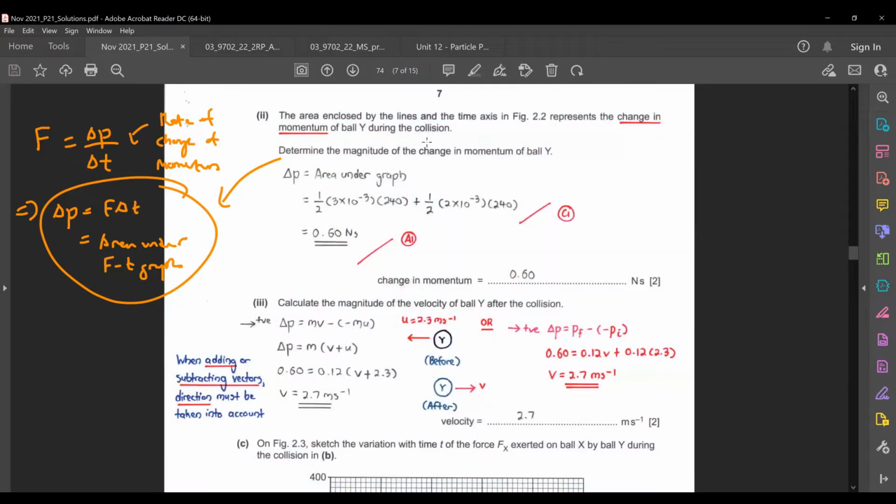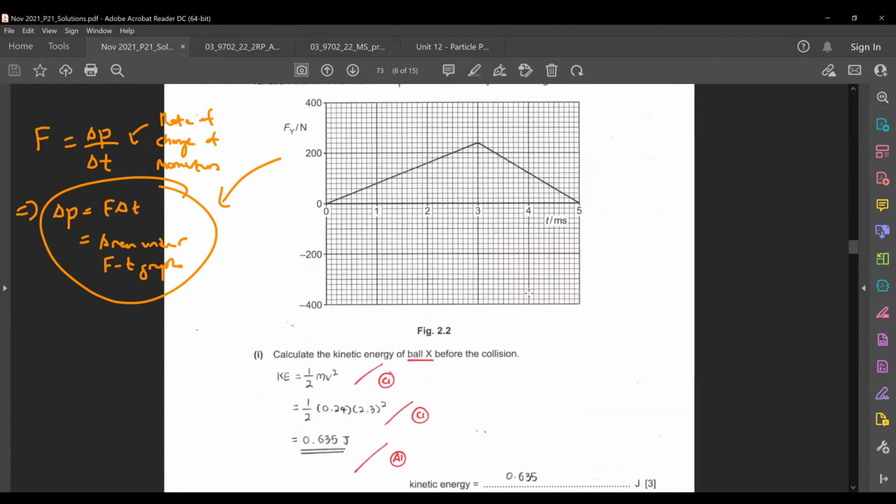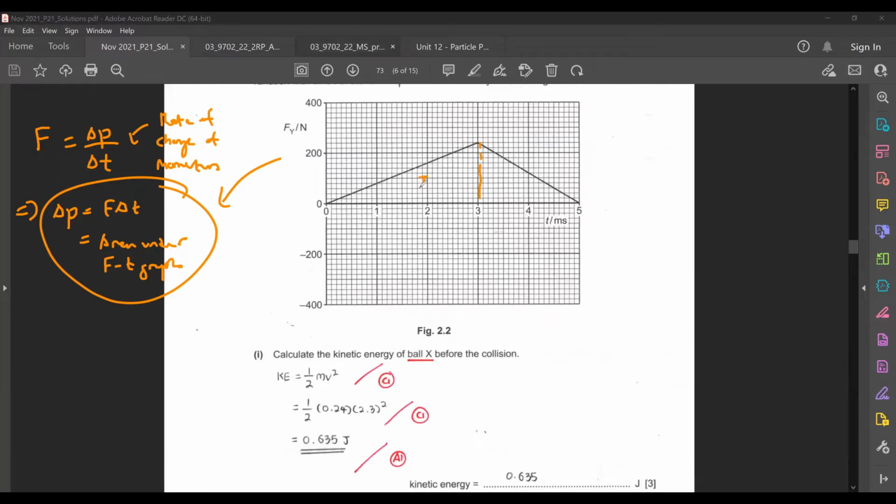Okay, find out the change in momentum of ball Y. So all you just need to do is to divide this little thing into 2 separate areas, area 1, area 2. There are 2 triangles here, 1 and 2. So just find out the answer from there and you should be okay. So this is 0 to 3, 3 to 5, this is 3, this is 2, this one is 200 divided by 10, so each one is 20. This one is actually going to be 240.